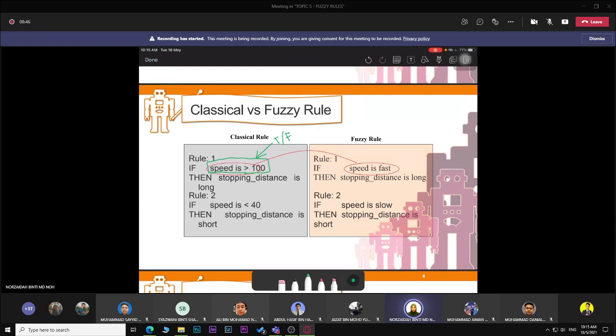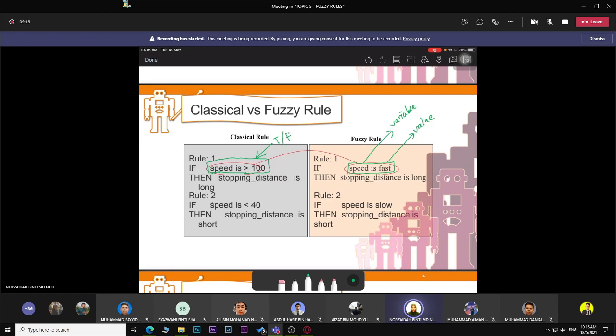However, if we look at the fuzzy rule, the rule is: if speed is fast. Speed is the linguistic variable. Fast is the linguistic value. You have to differentiate which is the linguistic variable and which is the linguistic value. So the value will be assigned to the variable, and both of them must be in linguistic form. So dia punya perkataan tu mesti dalam bentuk wording, bukan numbers.